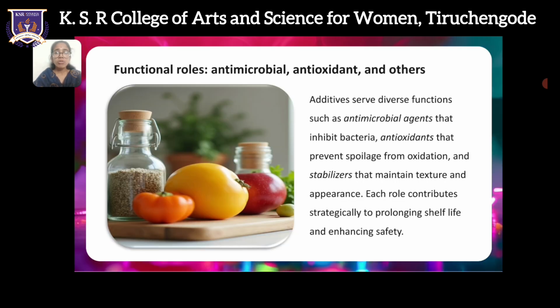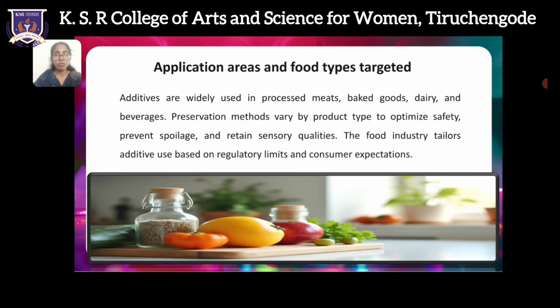Then, what are the functional roles of food additives? The first one is antimicrobial, then antioxidant, then others. Antimicrobial agents will kill microorganisms like bacteria and fungi. Antioxidants prevent spoilage from oxidation. Others are the stabilizers, which maintain the texture and appearance of the product. So each role has a specific function to enhance the shelf life and the safety of the food.